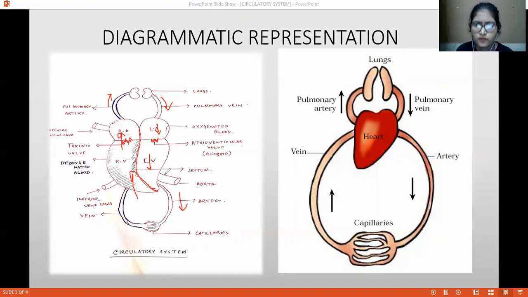As you can see, these two diagrams are completely similar to each other. This is just a simplified view that I have drawn for your better understanding. So this is all about the circulatory system.